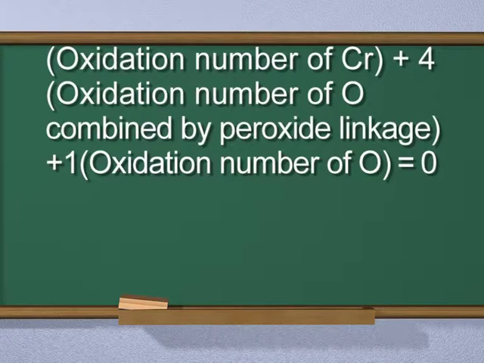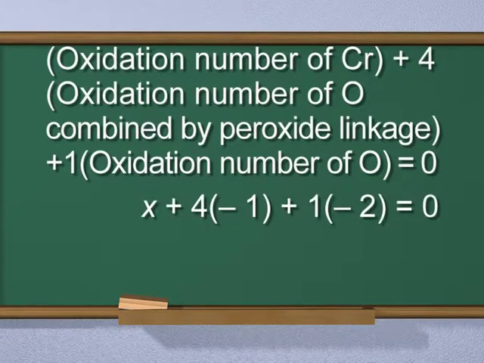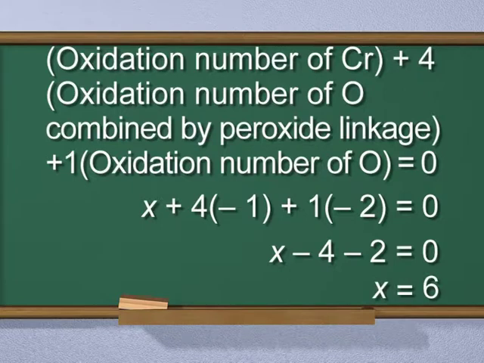On placing the oxidation number of chromium as X, the oxidation number of oxygen atoms having peroxide linkage as -1 and the oxidation number of the oxygen atom normally attached as -2, we get X is equal to 6. So, we can say that the oxidation number of chromium in chromium peroxide is 6.